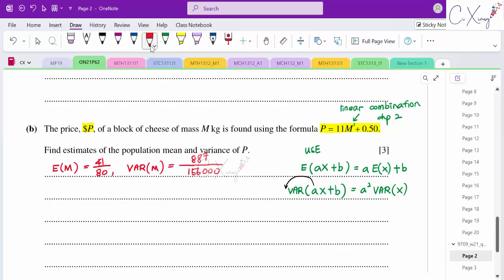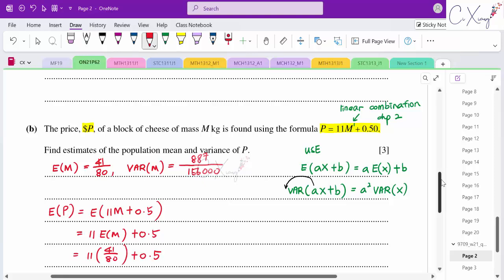So let's continue here. Alright, so I want to find out the expected value of P. So how to get it? It should be E of 11M plus 0.5. According to the formula that we have here, you can see that I pull out the a, which is 11, then I multiply it with E of M, then plus 0.5. So what's the E of M that you calculated just now? The expected value for M is actually 41 over 80, then plus 0.5.